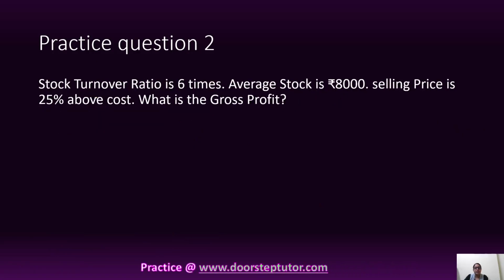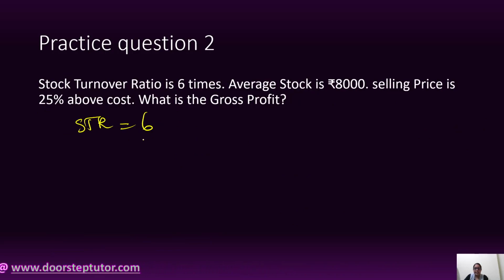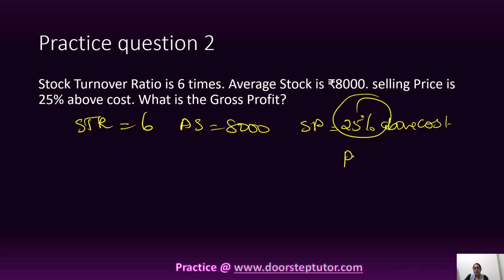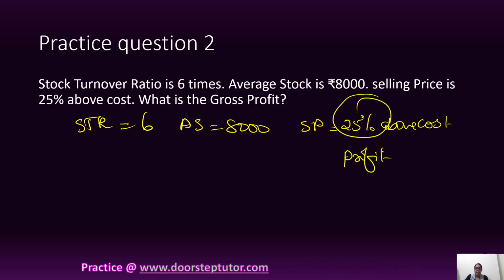See the next question. Stock turnover ratio is 6 times. Average stock is 8,000 and selling price is 25% above cost. So what is this 25%? That is the amount of profit that the business is making.